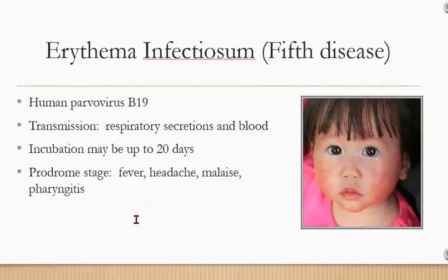Next, you're going to have the erythema infectiosum. This is 5th disease. This is the human parvovirus B19. It's transmitted through respiratory secretions as well as blood. Incubation may be up to 20 days. They'll have fever, headache, malaise, and pharyngitis.